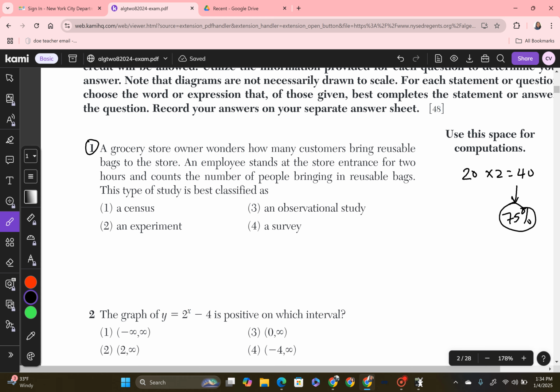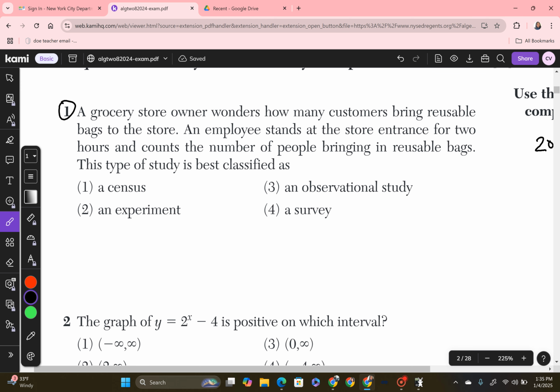So question number 1. Grocery store owner wonders how many customers. You can read the question. So an employee stands at the entrance for 2 hours and counts the number of people bringing in reusable bags. This type of study is best classified as. So a census is a population count. Usually this is national or global.